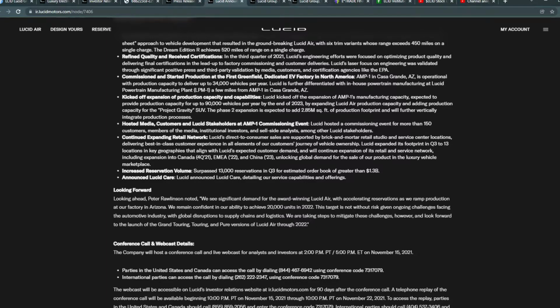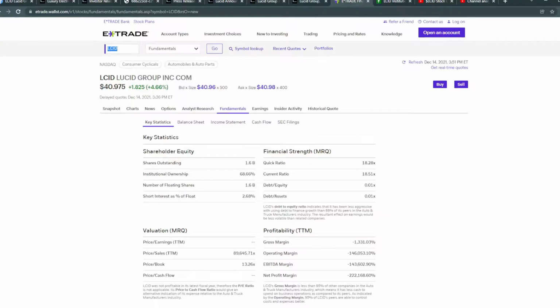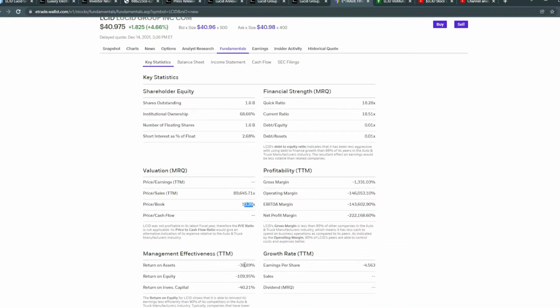Now, in terms of other things such as fundamentals, how does it compare? Price over sales. Last year, they didn't really sell a single car, so it's going to definitely look horrible. $89,645. So that's insane valuation. But again, you've got to remember, this is trailing twelve months, TTM, over the year. So you will have to consider mainly 2022, as 2021 wasn't much of sales compared to what they're anticipating in 2022. Price over book is 13.26.